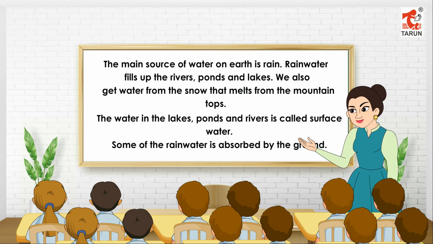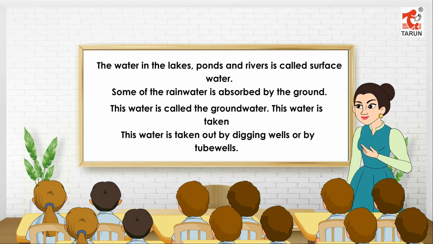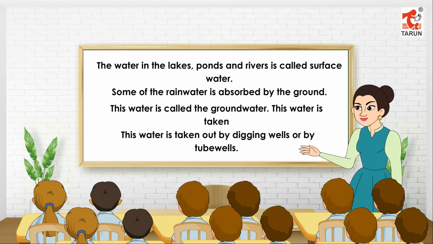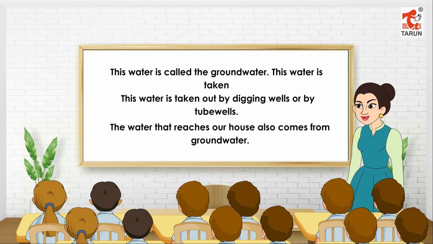The water in the lakes, ponds, and rivers is called surface water. Some of the rainwater is absorbed by the ground. This water is called the groundwater. This water is taken out by digging wells or by tube wells. The water that reaches our house also comes from groundwater.